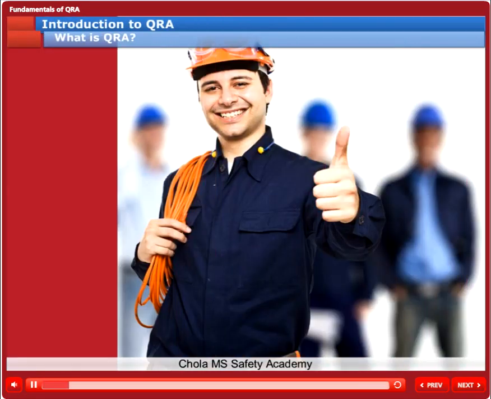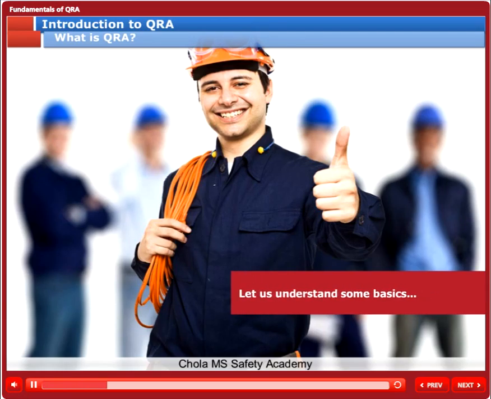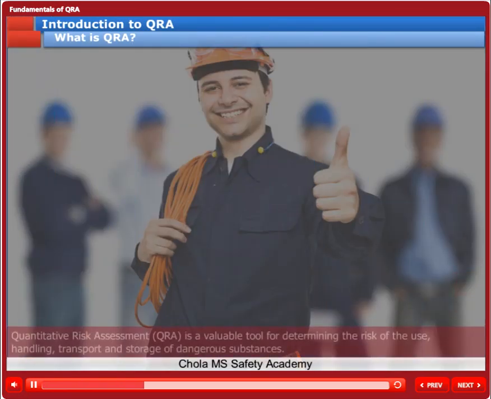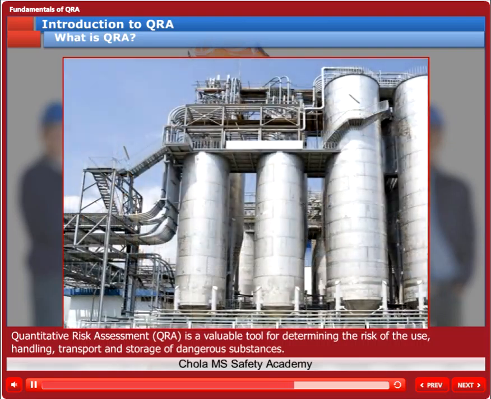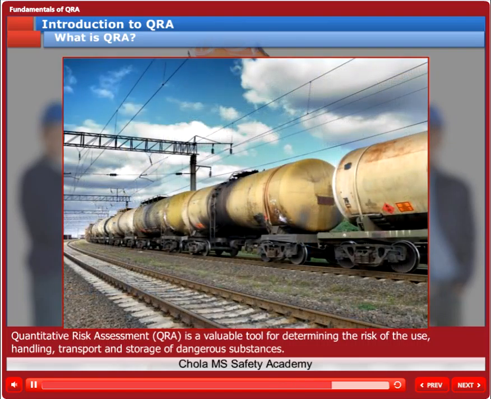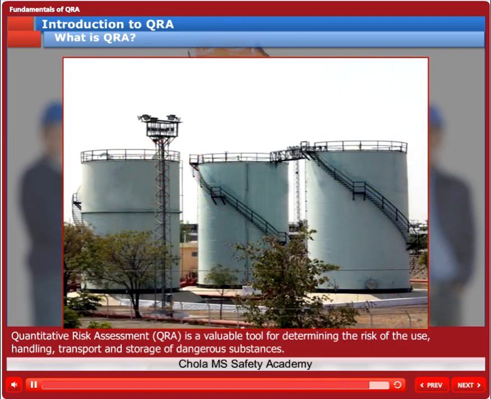What is QRA? Let us understand some basics. Quantitative Risk Assessment. QRA is a valuable tool for determining the risk of the use, handling, transport, and storage of dangerous substances.